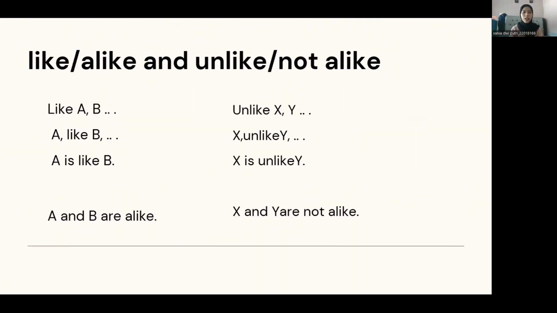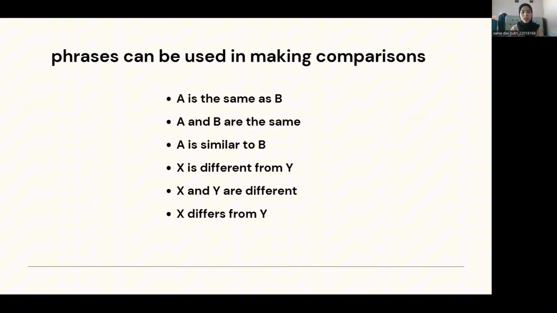Next, like, alike, and unlike. We form phrases like A and B are alike, or A is like B. Those are the phrases that we can use when we are comparing similar things. But when it comes to dissimilar things, we can use these phrases: X is unlike Y, or X is unlike Y. This is also another phrase that you can use: A is similar to B, X is different from Y, X and Y are different, and X differs from Y.